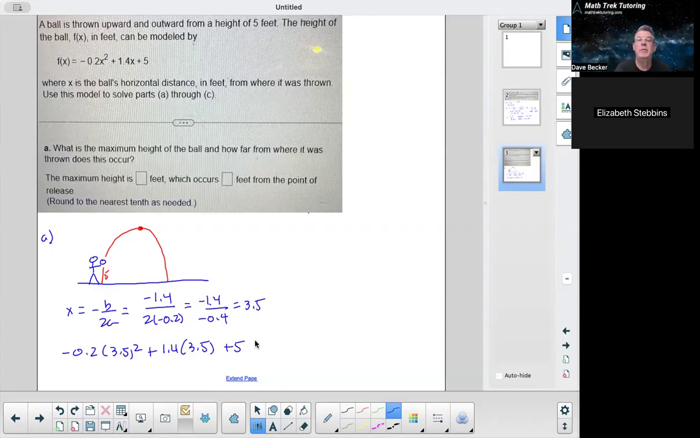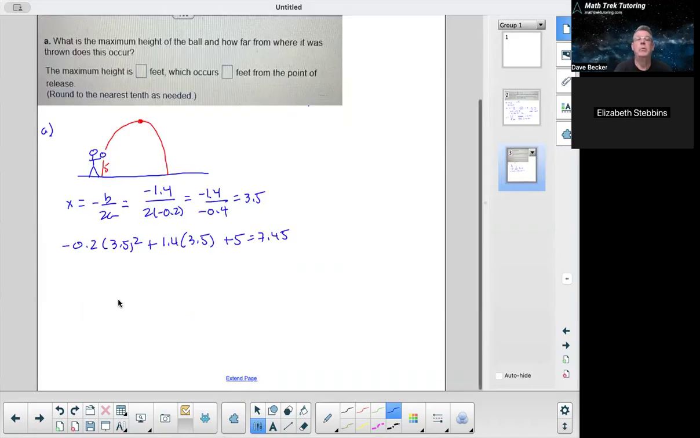I got 7.45. I did too. Cool. So 7.45 feet. Wait, I plugged in my calculator and I got 12.35. Do you have a negative in front of the 22? Oh, I forgot about that. Don't do that. Yup. Oh, it says round to the nearest tenth. So that's 7.5.